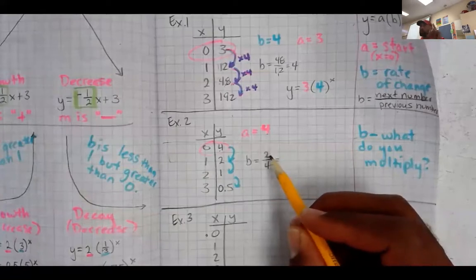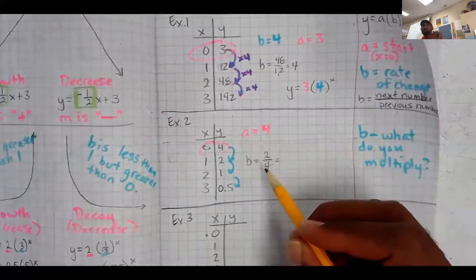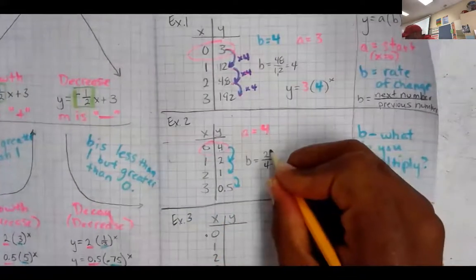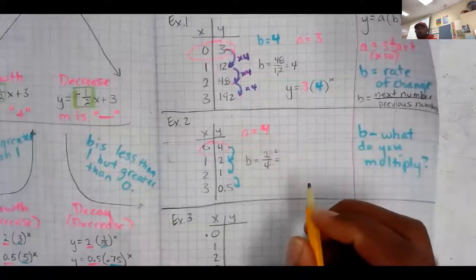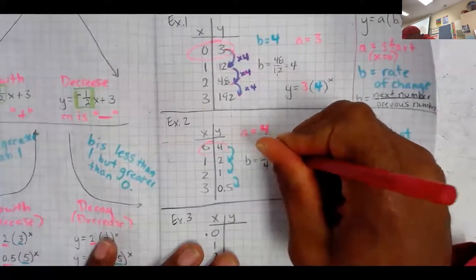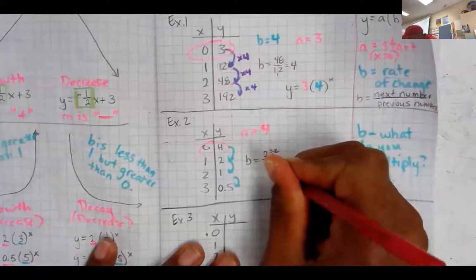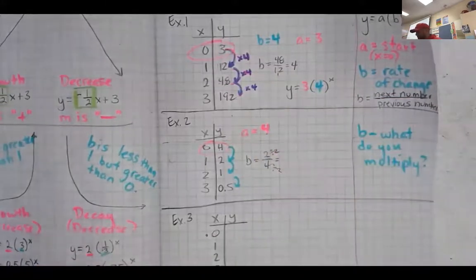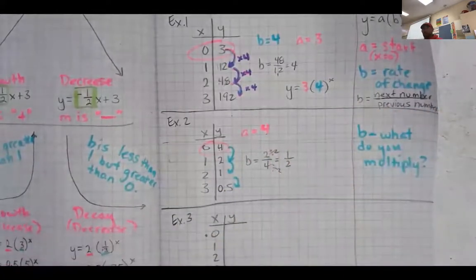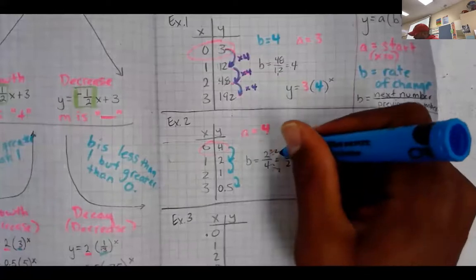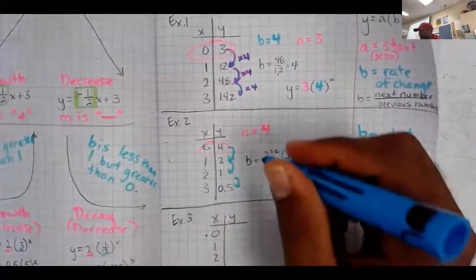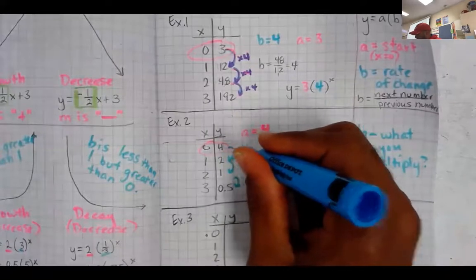So a smaller number on top means we need to reduce the fraction. What I'm going to do here is divide the top and the bottom by 2. So I divide by 2 there, and divide by 2 here, so I can reduce it, and that gives me 1/2. So my b value is actually 1/2. So then what are we multiplying? We're multiplying 1/2.